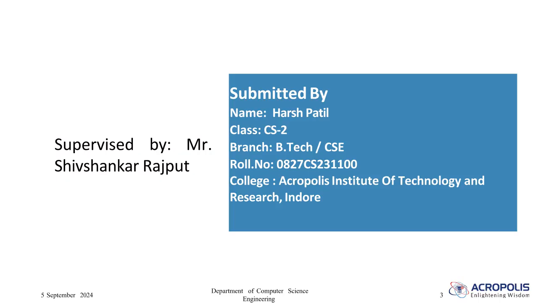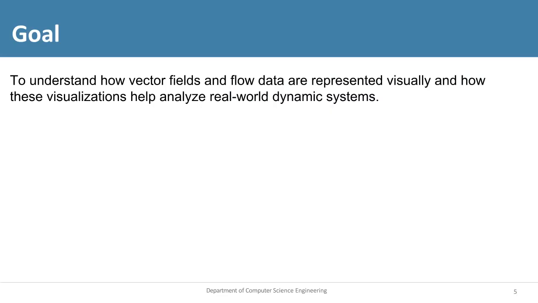In this presentation, I will first introduce visualization, then explain vector fields and different visualization techniques. After that, I'll cover flow data visualization, its types, and finally discuss applications, advantages, and limitations. The main goal of this topic is to understand how complex mathematical data like vector fields and flow data can be visually represented to analyze direction, magnitude, and movement in real-world systems.